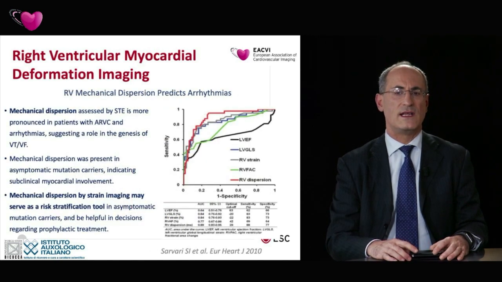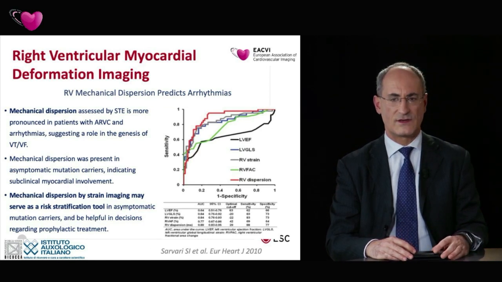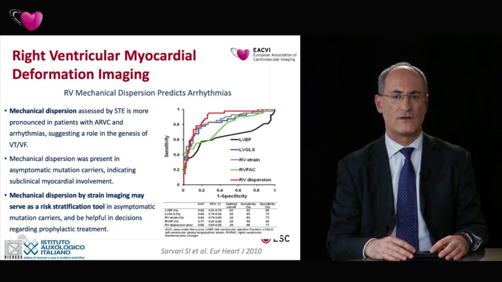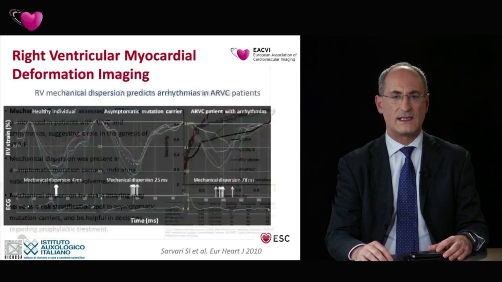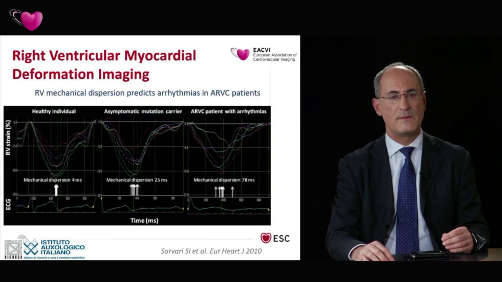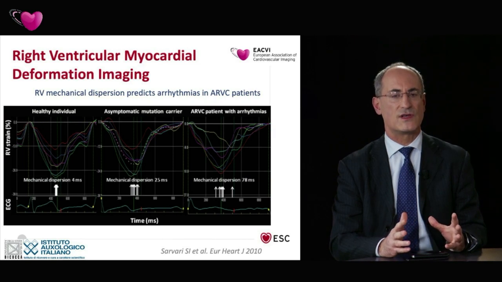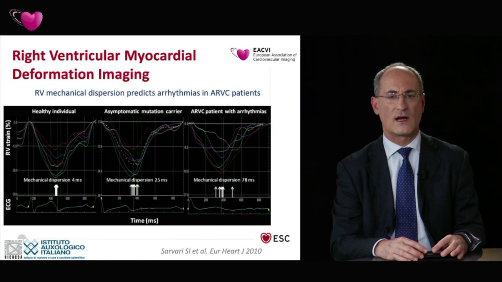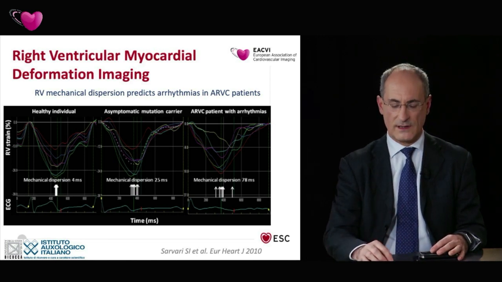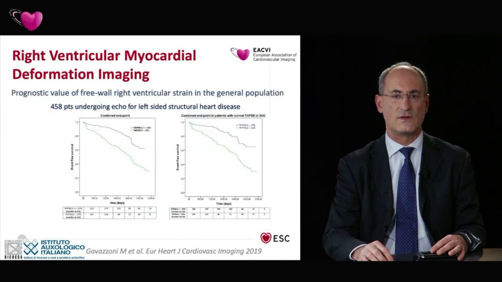Finally, not only the value of the strain, but also looking at the regional strain component, at the dispersion of the contraction. This is an interesting study by Dr. Sarvari, the group of Cristina Auga, showing that the time to minimum strain, which is the dispersion of this timing across the different segments of the right ventricle, is a predictor of the occurrence of arrhythmias in a patient with arrhythmogenic right ventricular cardiomyopathy. So it's a predictor of the arrhythmic risk in those patients.